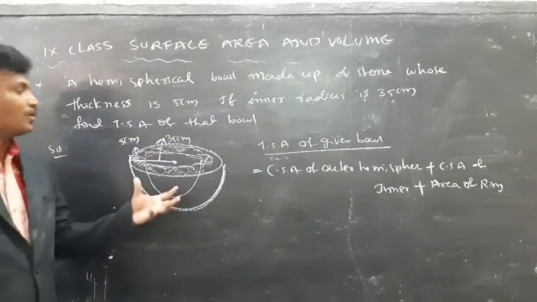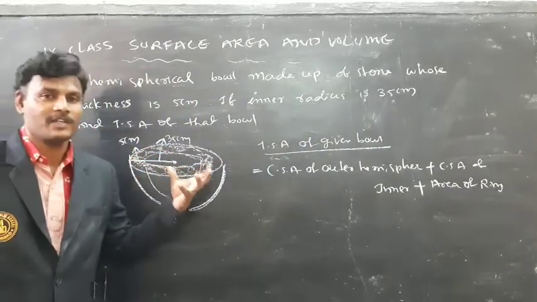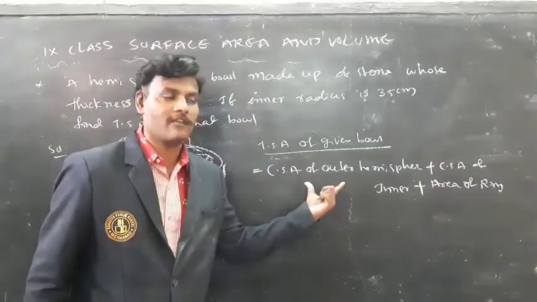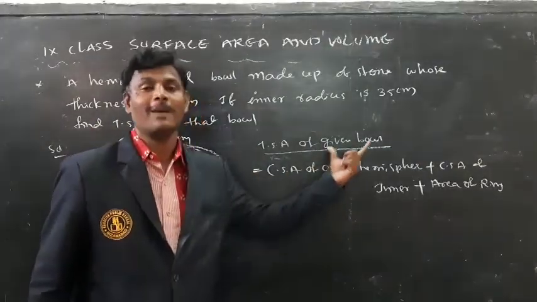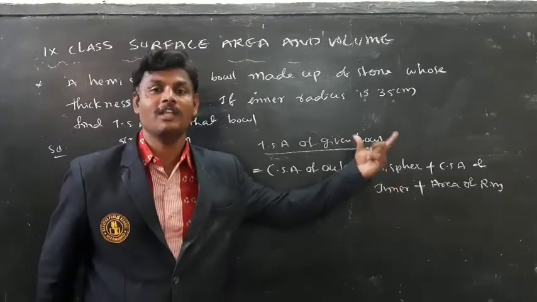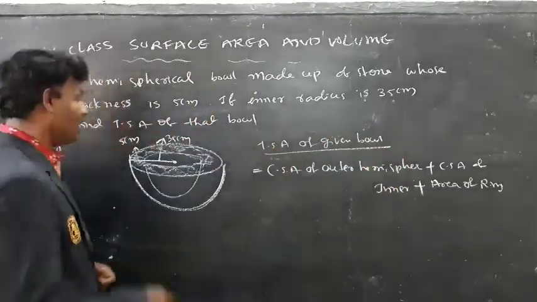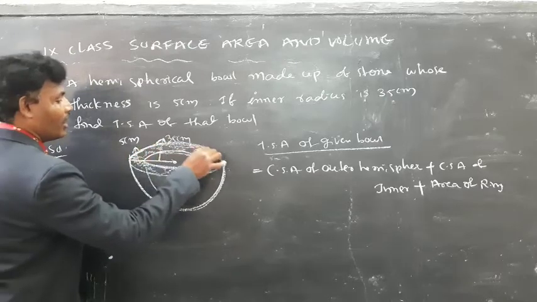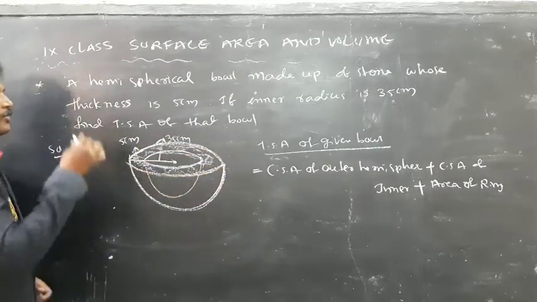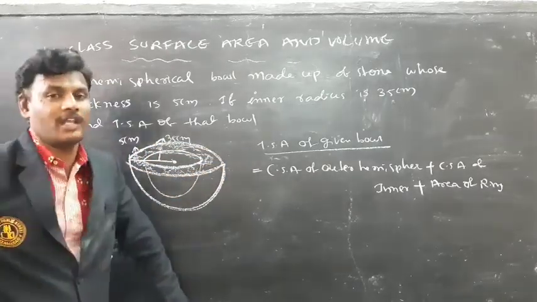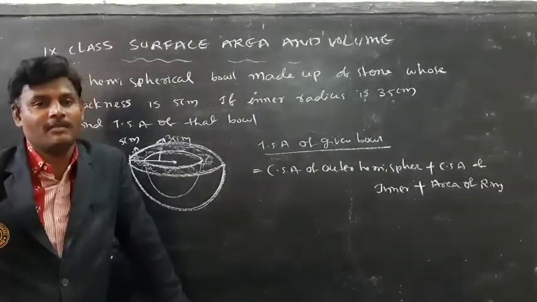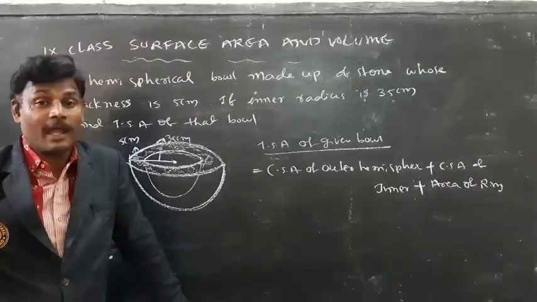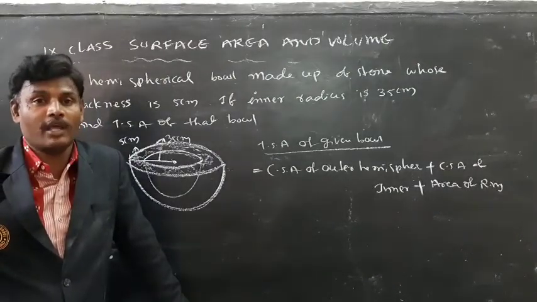See here, to find the total surface area of the given ball, you have to take curved surface area of the inner hemisphere, plus curved surface area of the outer hemisphere, including the area of this ring also. To find the total surface area of the given hemisphere ball, you have to find three values. One is CSA of inner and CSA of outer, and also area of the ring.